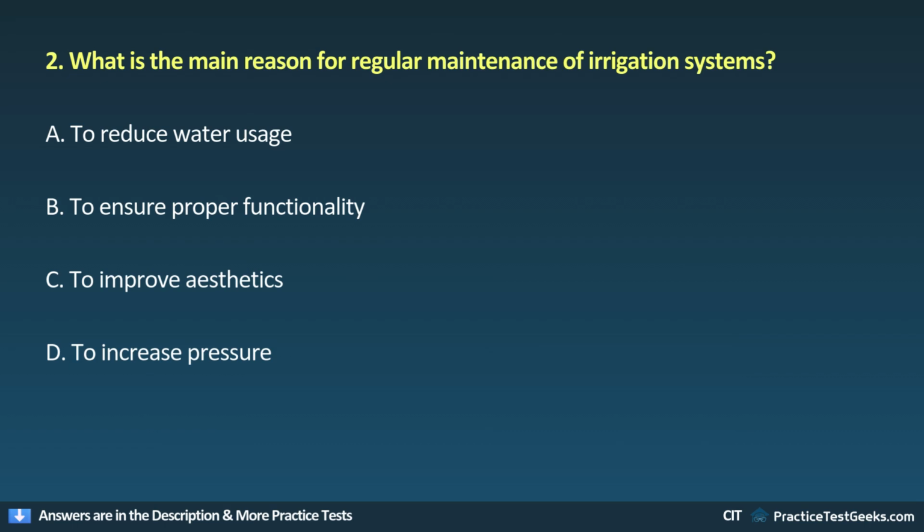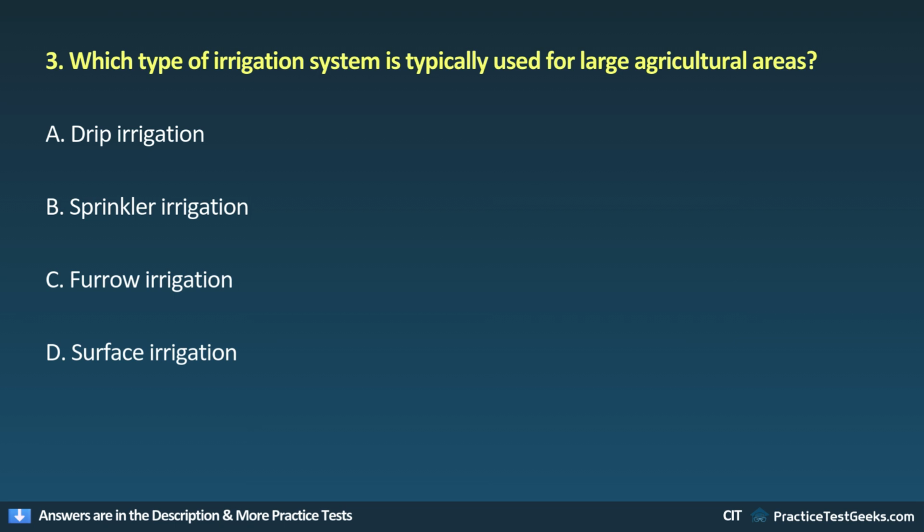2. What is the main reason for regular maintenance of irrigation systems? A. To reduce water usage. B. To ensure proper functionality. C. To improve aesthetics. D. To increase pressure.